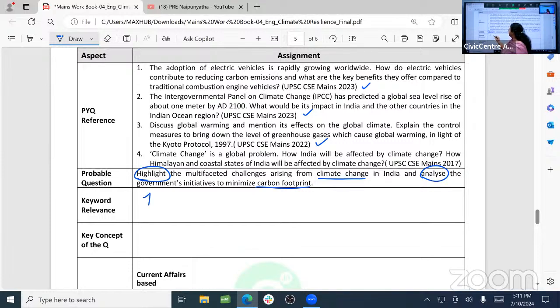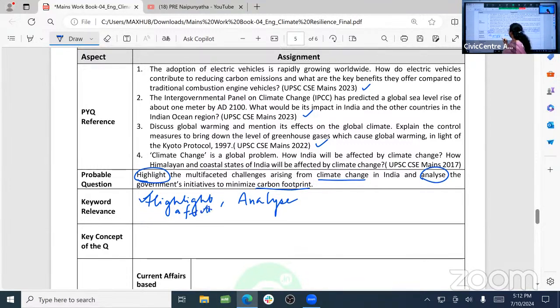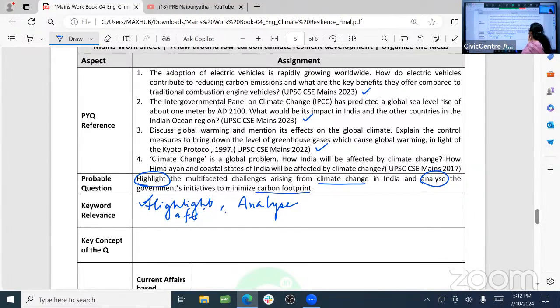Highlight as well as analyze. Now, when keywords like highlight and analyze are seen in a question, you need to understand how to structure your answer. We have discussed that with highlight, you will have to tell the importance or how the challenges are affecting our country in particular, because the demand of the question is how the challenges are affecting India.